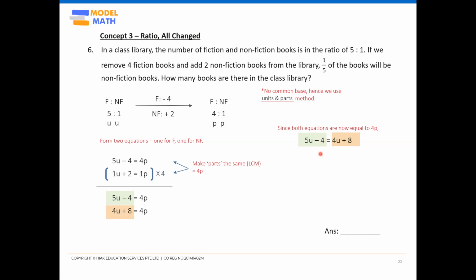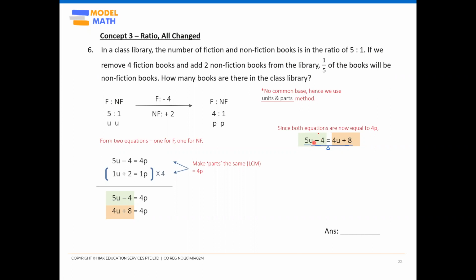Now to get rid of one of the terms, we're going to use this thing called balancing equation. Balancing equation means that you treat this like a seesaw. The pivot point is here. Now they are balanced because this equals this, so it's staying balanced. Now I'm going to get rid of one of the terms. So let's say I choose to get rid of minus 4.